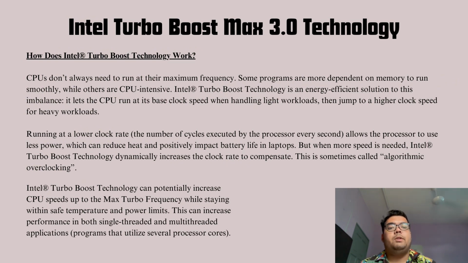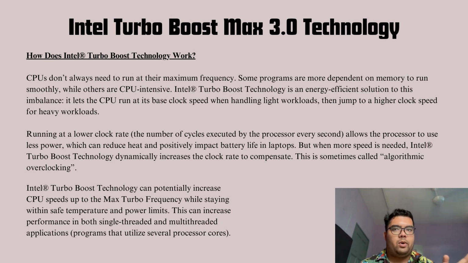I will tell you how Intel Turbo Boost technology works, which is found in the i7 14th generation processor. CPUs don't always need to run at their maximum frequency. Some programs are more dependent on memory to run smoothly, while others are CPU intensive. Intel Turbo Boost technology is an energy efficient solution to this imbalance. It lets the CPU run at its base clock speed when handling light workloads, then jump to a higher clock speed for heavy workloads. What is Turbo Boost technology?